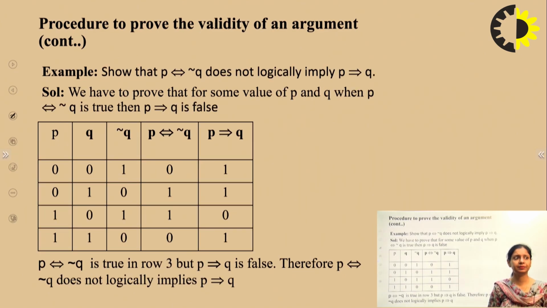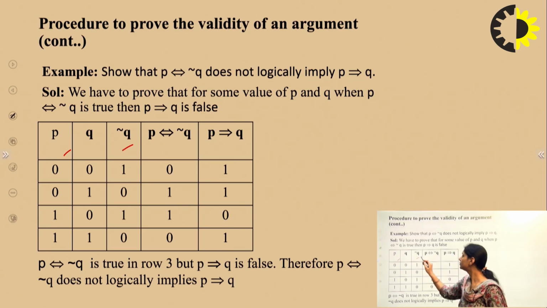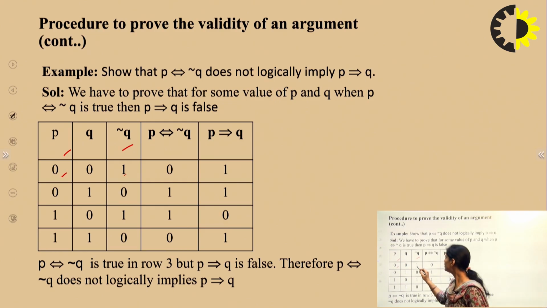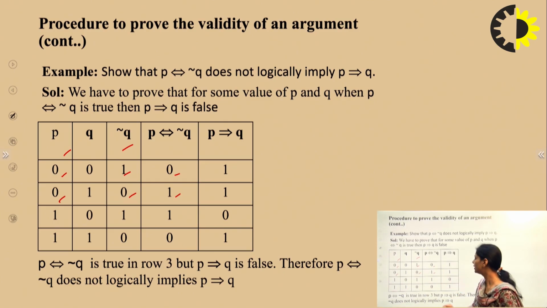We have one more example where we say that P if and only if negation of Q does not logically imply P implies Q. So, P if and only if not Q, this we will be using. Here we say that if both the values are different, we get the result as 0. If both the values are the same, we get the result as 1. So, these two are different, we get 0. These two are the same, we get 1. These two are the same, we get 1. These two are different, we get 0.